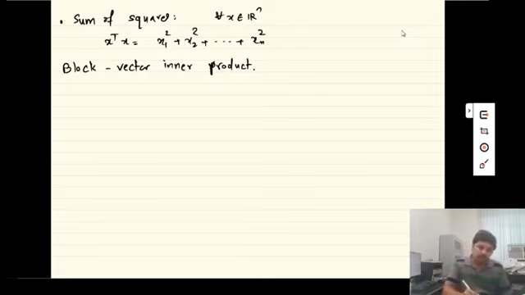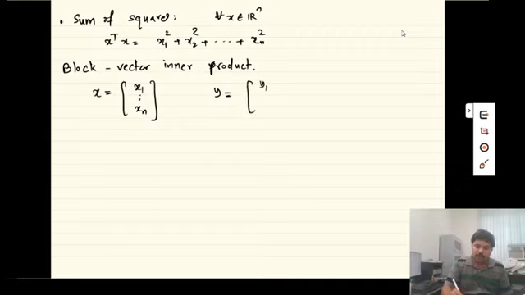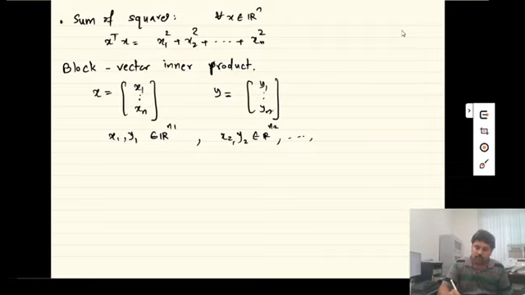Suppose x is x1, x2, up to xm blocks, and y is y1, y2, up to ym, again blocks, such that x1, y1 belong to R^n1, that's the length n1, x2, y2 belong to R^n2, and so on and so forth, so xm, ym belong to R^nm.